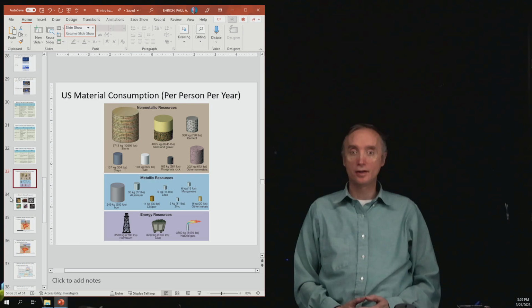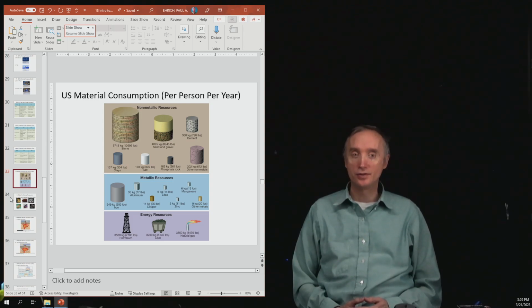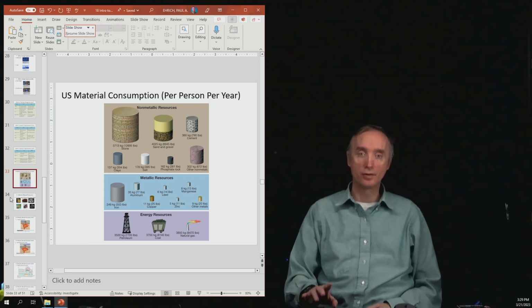Okay, and then the amount of oil. Each person is responsible for using up 3,500 kilograms of oil in the United States. A lot of that oil is used to make gasoline, but some of the oil is going to be used to keep power plants operating that manufacture materials. So you might want to take a look at some of the other items on that list there.